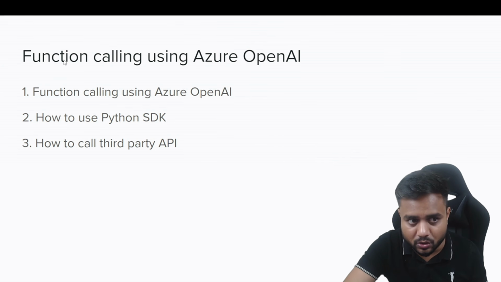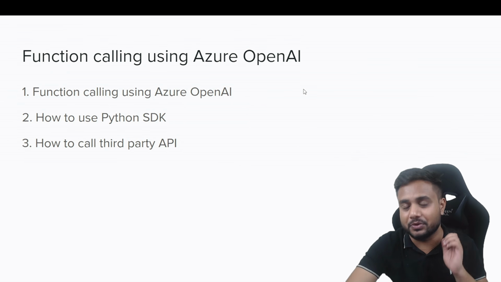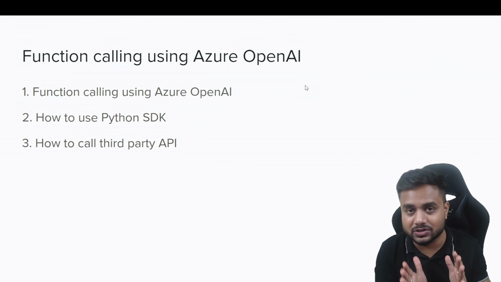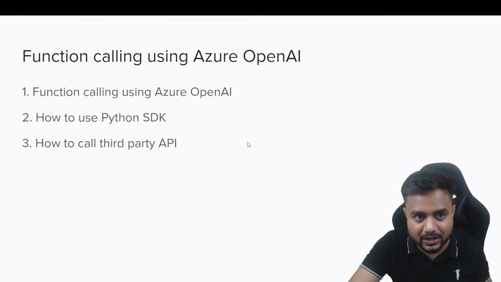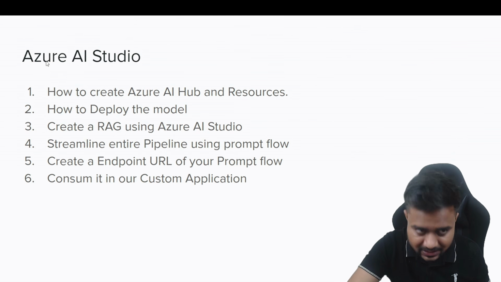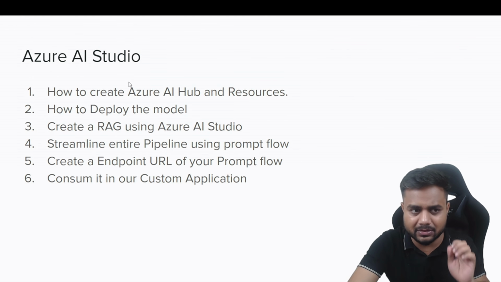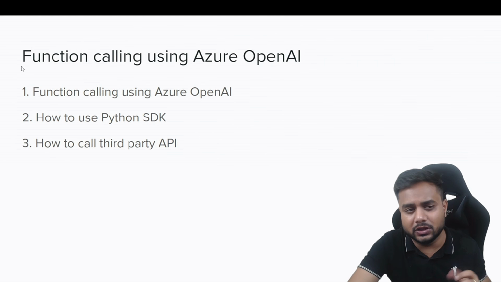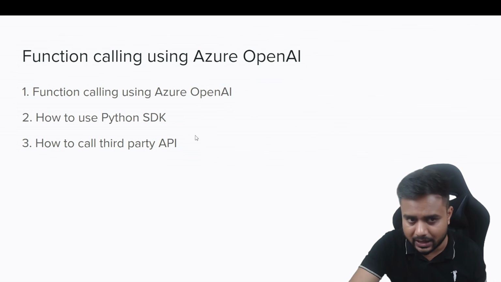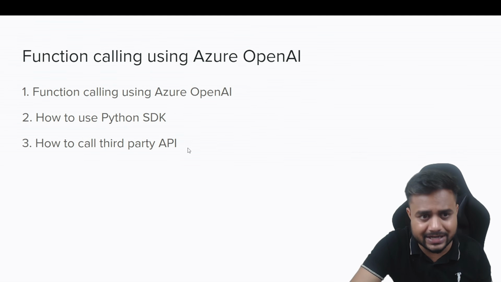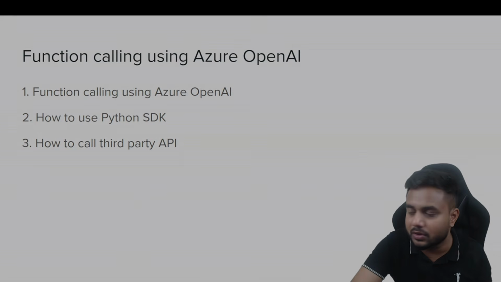Now my next point is going to be function calling using Azure OpenAI. So if you want to make a function calling, how you can do that. Apart from this, fine tuning and this Azure AI Studio. This Azure AI Studio will take some time, but fine tuning and function calling won't take that much time. So let's start with the function calling.